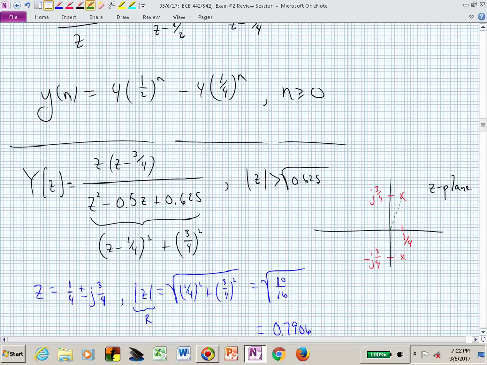And what's the region of convergence? If this capital Y of z converges for magnitude of z beyond the square root of 0.625, what's that telling me? So this is now equaling 0.7906. Now I have an unbounded region of convergence that's actually including the unit circle. Even though it's bouncing back and forth because of a sine and cosine, it's exponentially damped by this radius value of 0.79.